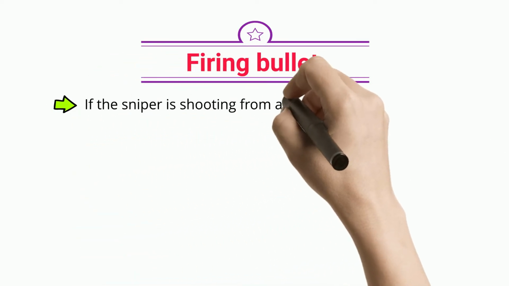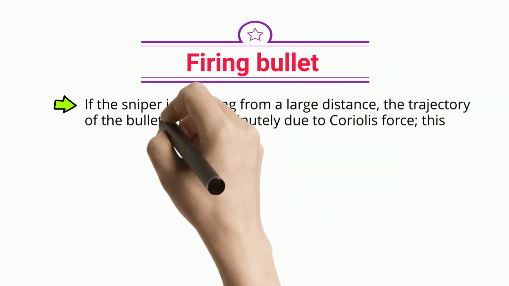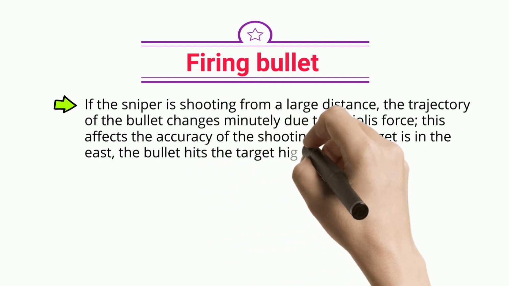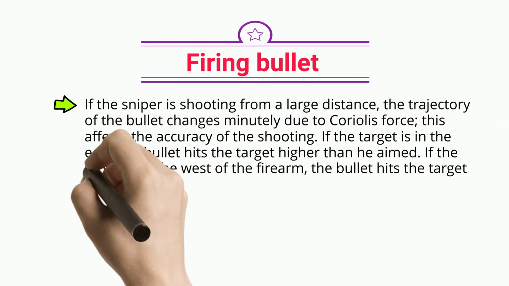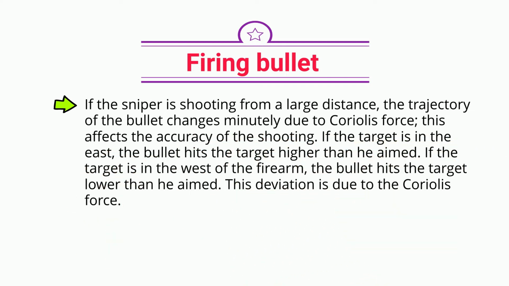If the sniper is shooting from a large distance, the trajectory of the bullet changes minutely due to Coriolis force. This affects the accuracy of the shooting. If the target is in the east, the bullet hits the target higher than he aimed. If the target is in the west of the firearm, the bullet hits the target lower than he aimed. This deviation is due to the Coriolis force.